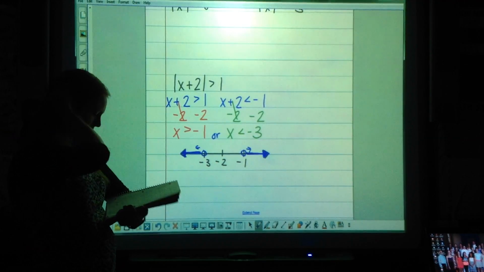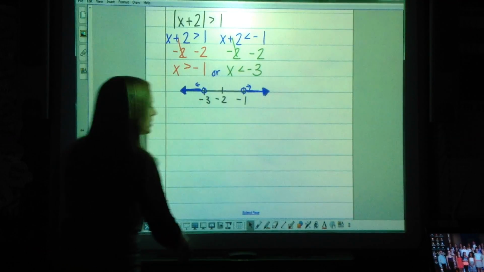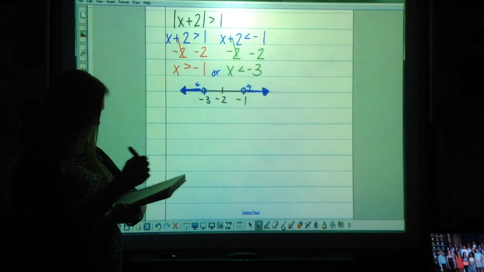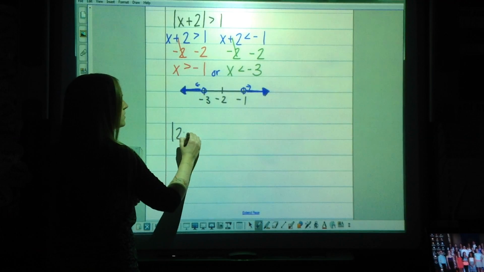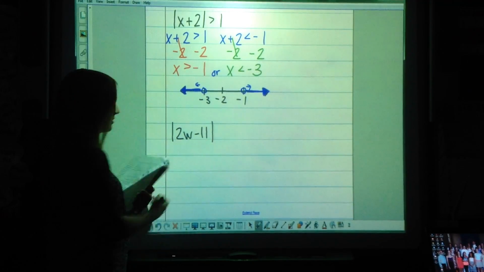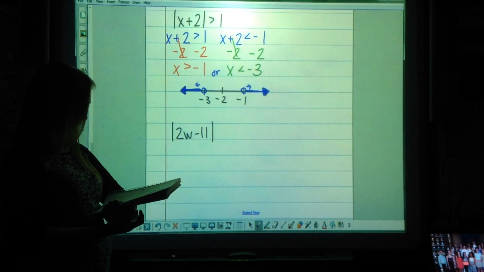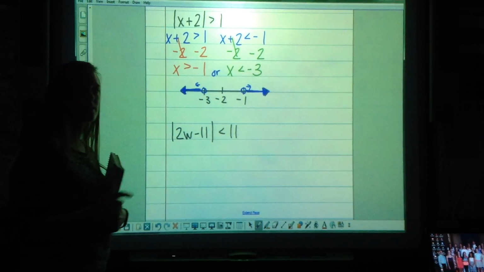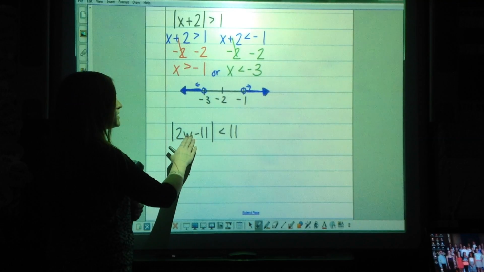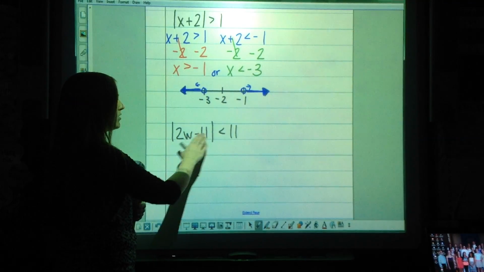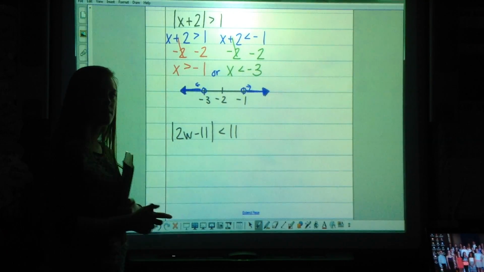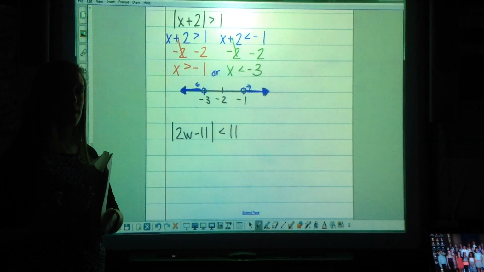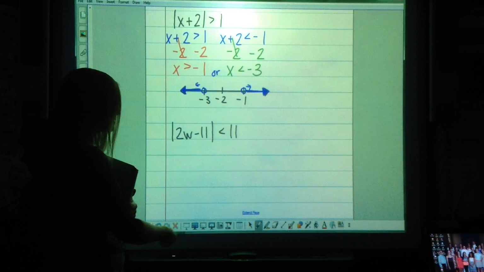Okay, let's try another one. Let's try the absolute value of 2w minus 11 is less than 11. Again, based on what this inequality symbol is, the distance between x and 0 is less than 11 units. You should be able to tell if it's an and or an or. But if you can't right now, let's wait to graph it at the end.